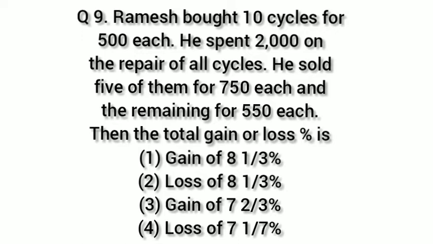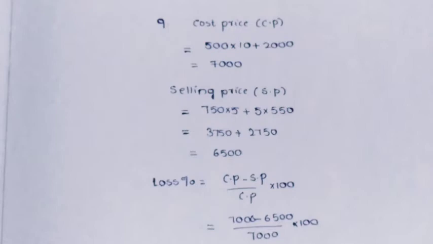So first we will find out the cost price. Ramesh at first bought 10 cycles and each cycle cost 500, which is nothing but 500 into 10, right? And after buying the cycles, he spent 2000 extra to repair them. So here the cost price will be 500 into 10 plus 2000, which is nothing but 7000. So Ramesh has spent 7000 for buying 10 cycles.